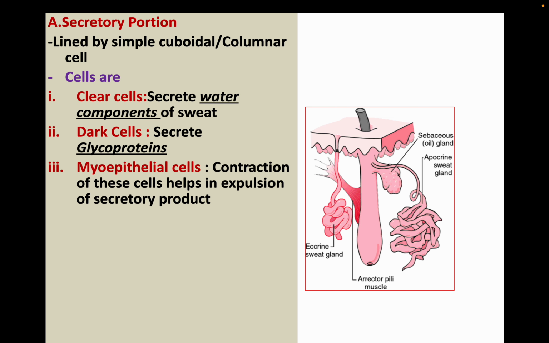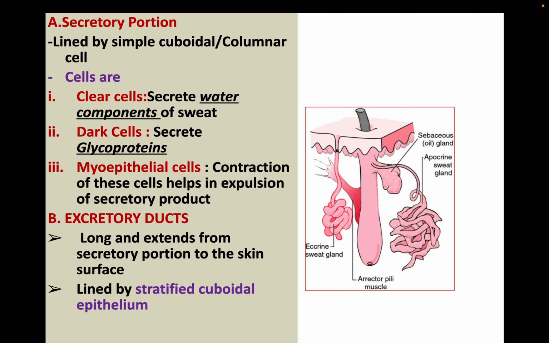What are the different types of cells which are present? So clear cells, dark cells and myoepithelial cells. Clear cells secrete the watery component. Dark cells secrete glycoprotein, and myoepithelial cells, the contraction of these cells helps in expulsion of the secretory product. Then excretory duct, long and extends from secretory portion to the skin surface, lined by stratified cuboidal epithelium.